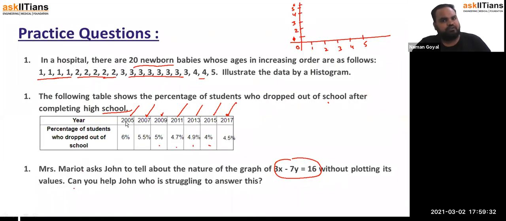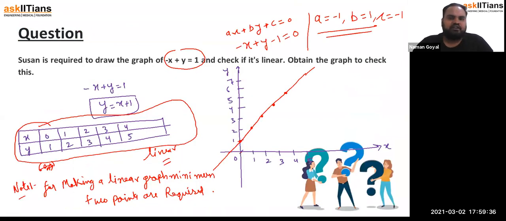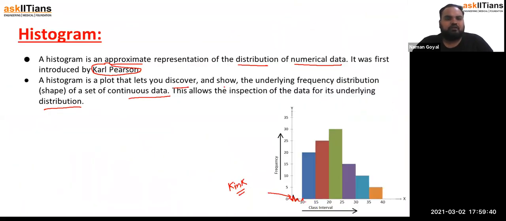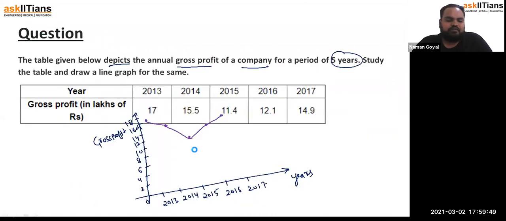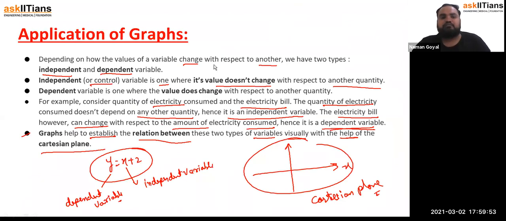Now the chapter is completed. You can do questions from your book, from NCERT, or from any other reference book. In today's lecture, we learned about histograms, line charts, linear graphs, coordinate axes, and applications of coordinates of a point. This chapter is very important. You have to remember all the things, and you have to practice more and more questions.